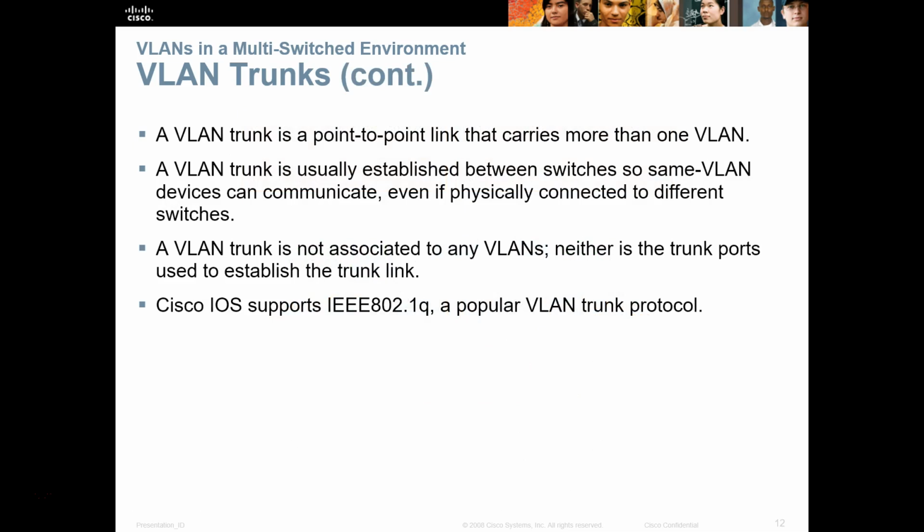So more on VLAN trunks. First bullet here, a VLAN trunk is a point-to-point link that carries more than one VLAN. So it carries traffic from multiple VLANs. Usually established between switches, so same-VLAN devices can communicate even if physically connected to different switches. So it allows your VLAN to be across your entire switch network. And it says usually established between switches because you could have a server connected to a switch via a trunk. So maybe you have a switch, you have a server. This could also be a trunk to the server.